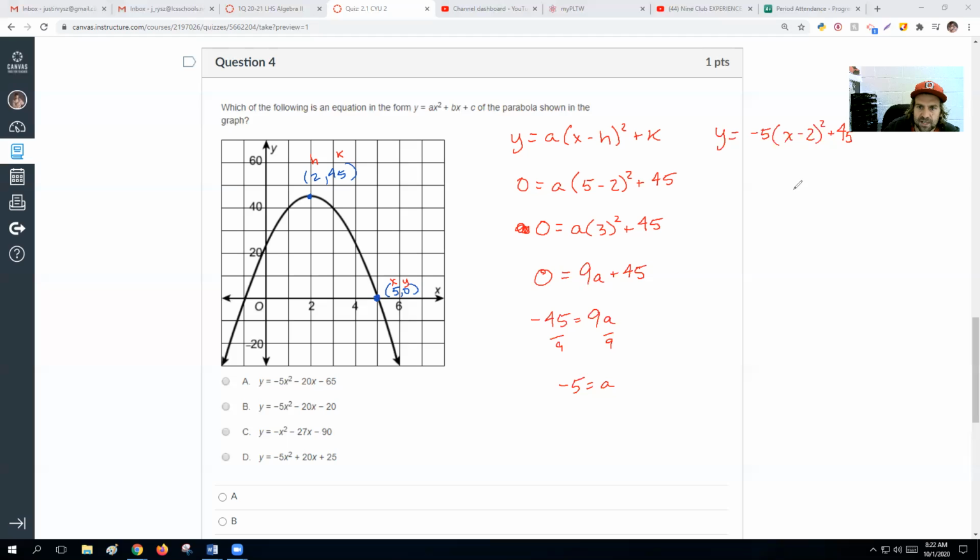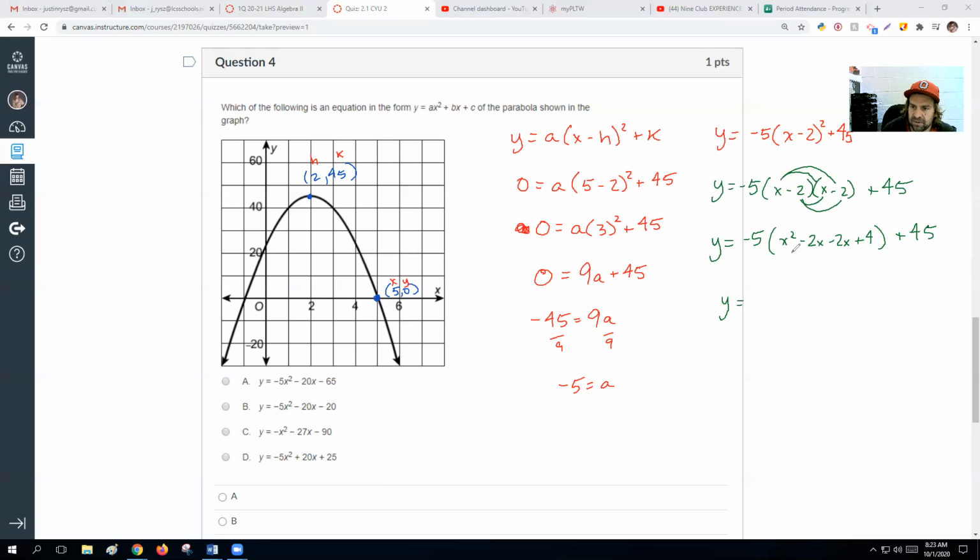What we just need to do now is take this equation and turn it into generic form. So we're going to square the x minus 2, leaving the negative 5 alone. We're going to write out x minus 2 twice, and leave the plus 45 alone. All right, so let's distribute the x minus 2's. X times x is x squared. X times negative 2 is negative 2x. Negative 2 times x is negative 2x. Negative 2 times negative 2 is a plus 4. All right, we've taken care of that distribution.